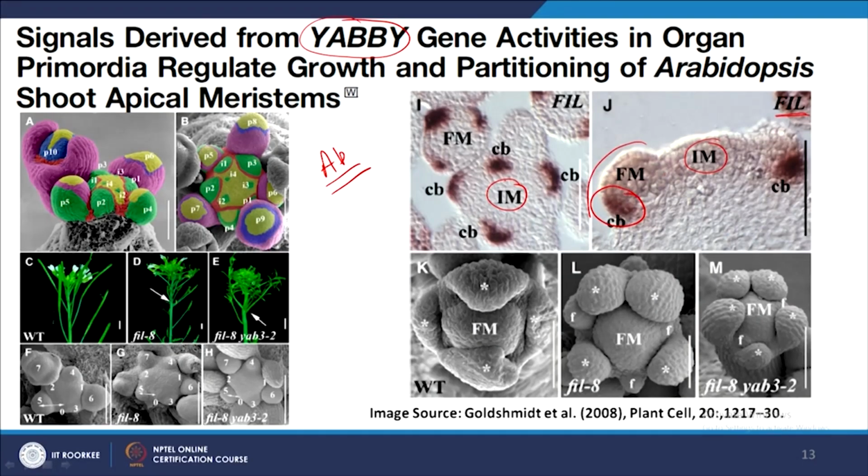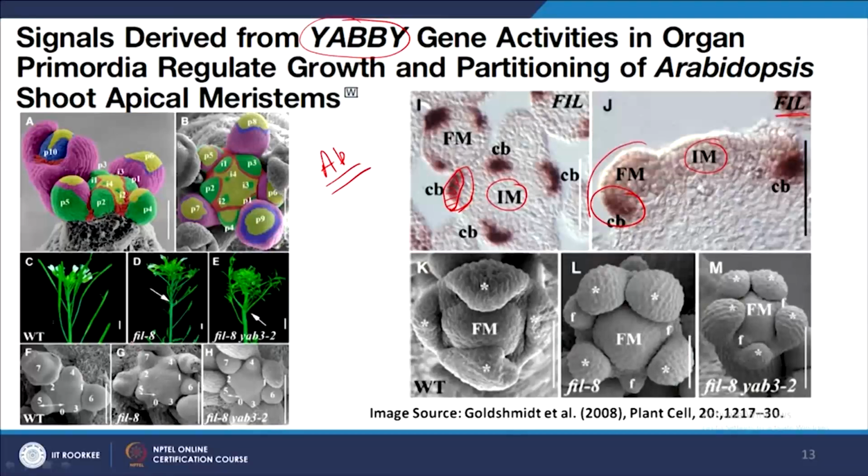If you look at the top view of it, you can clearly see that this is the primordia, but in the primordia expression is only restricted away from the meristem, which is your abaxial surface. So, this suggests that these genes might be regulating abaxial fate.